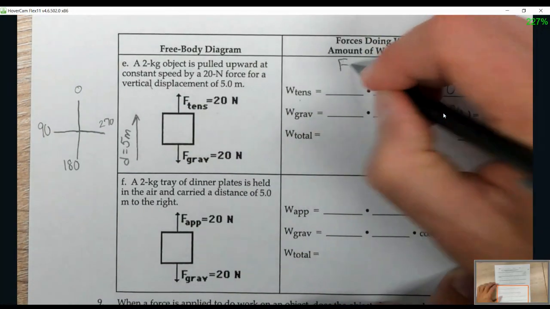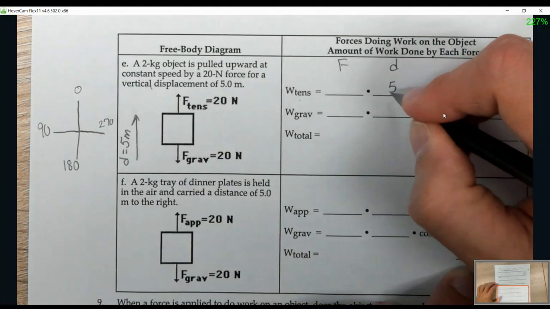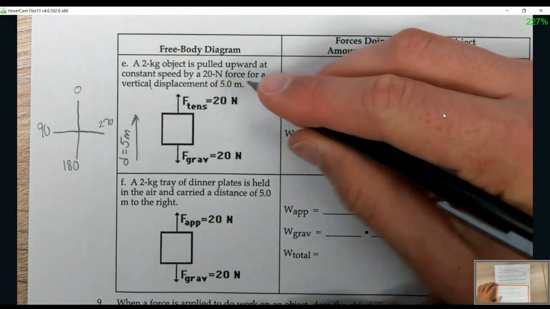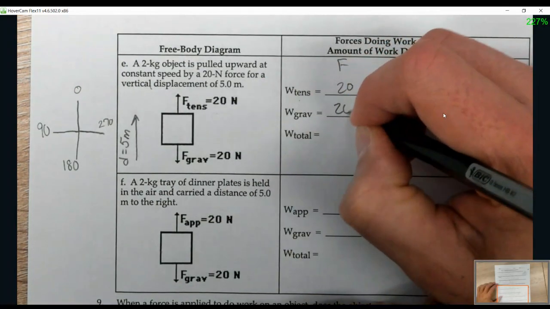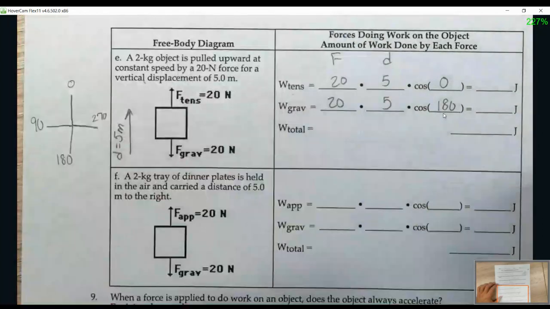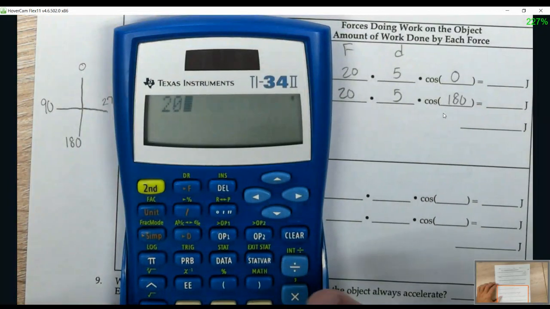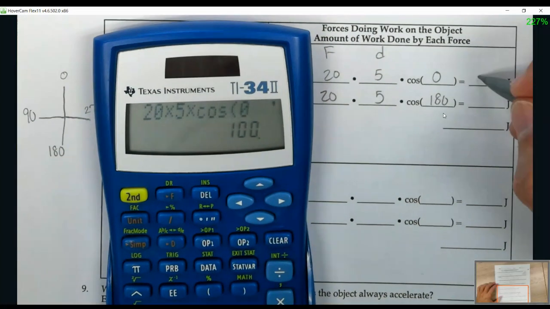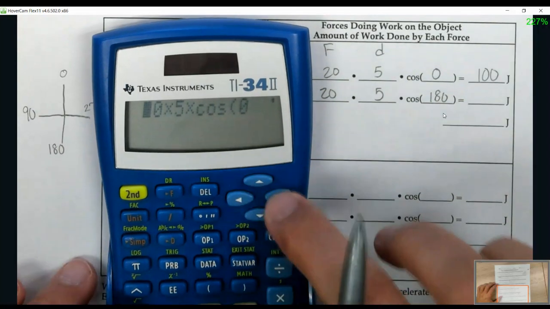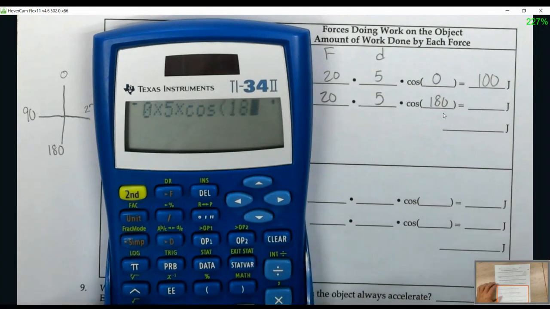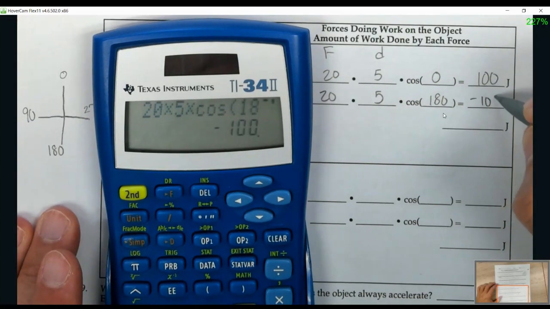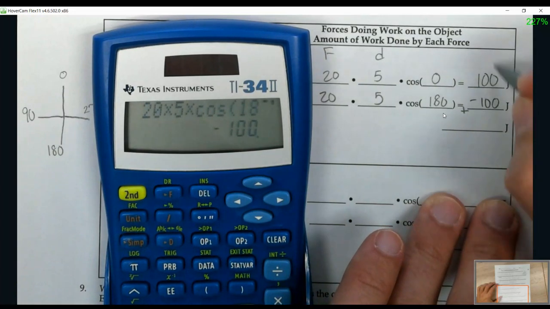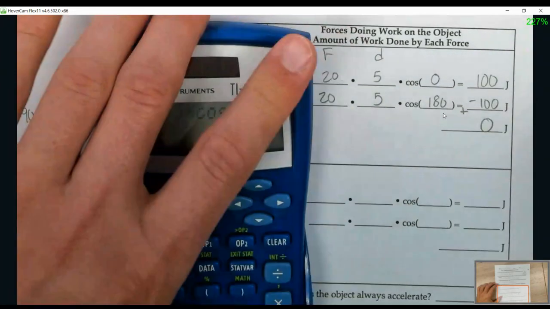How far did they move? Distance is 5 meters and 5 meters. All right, force of tension here? The force of tension is 20 and the force of grav is 20. So if we type that into our calculator, 20 times 5 times cosine of 0, that's 100. And if we do cosine of 180, this is negative 100. So when you're looking for total work, you got to add up the work done by all the forces. And this comes out to be 0.